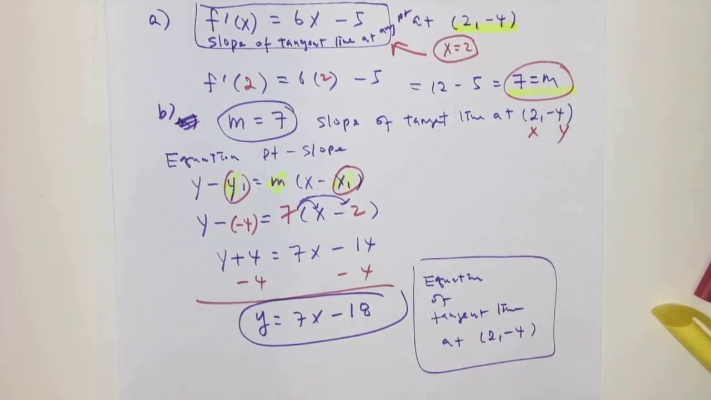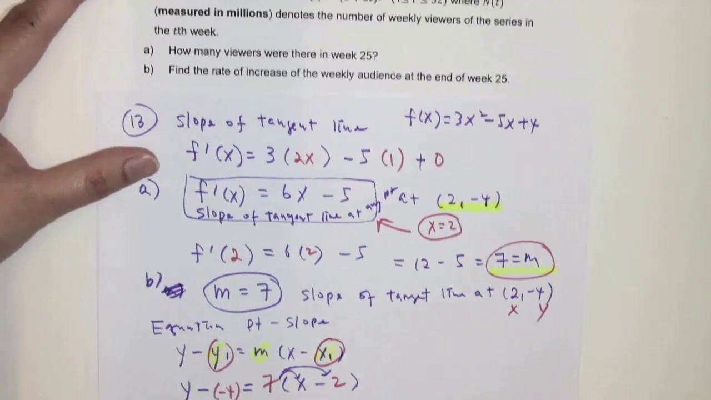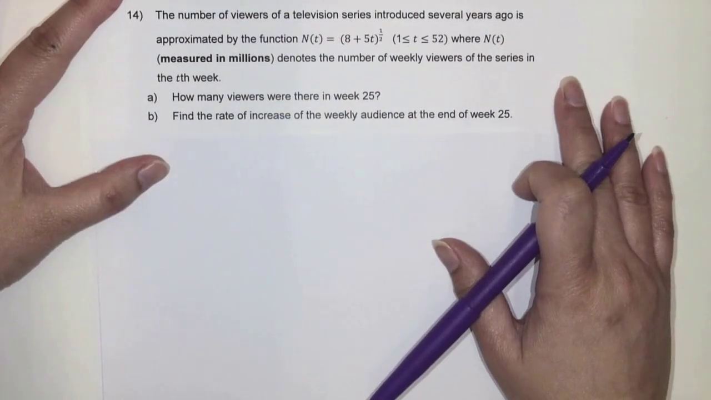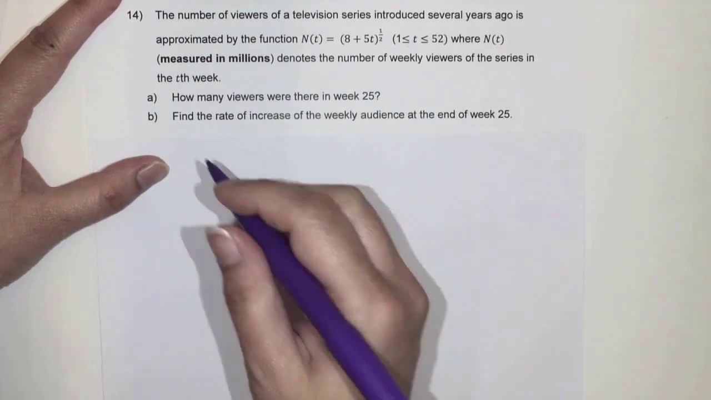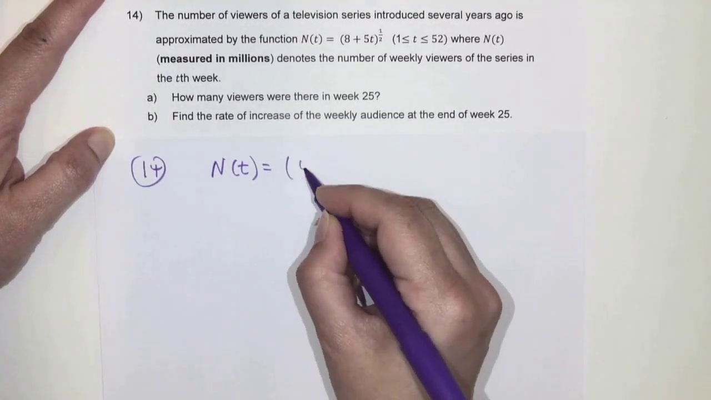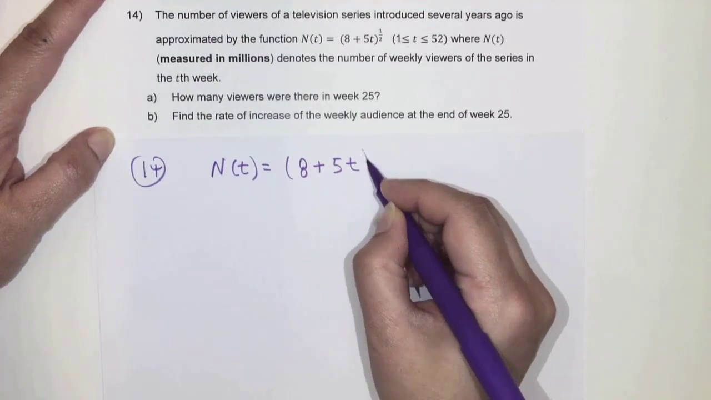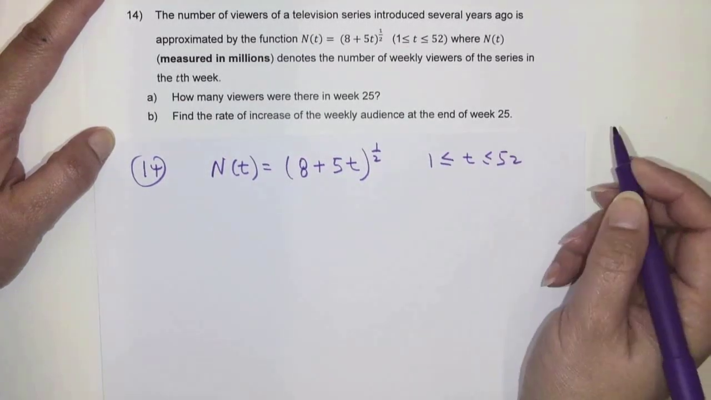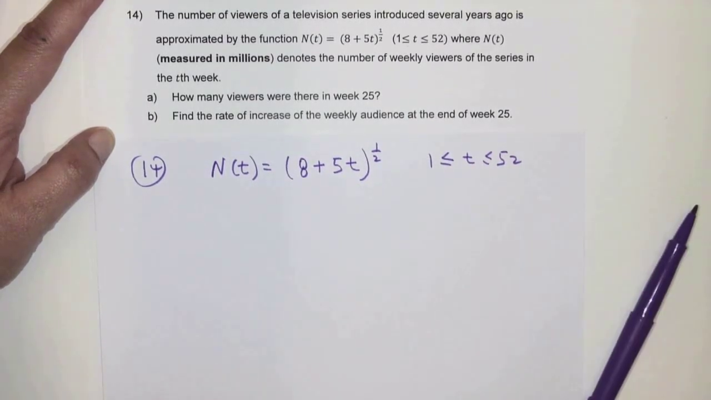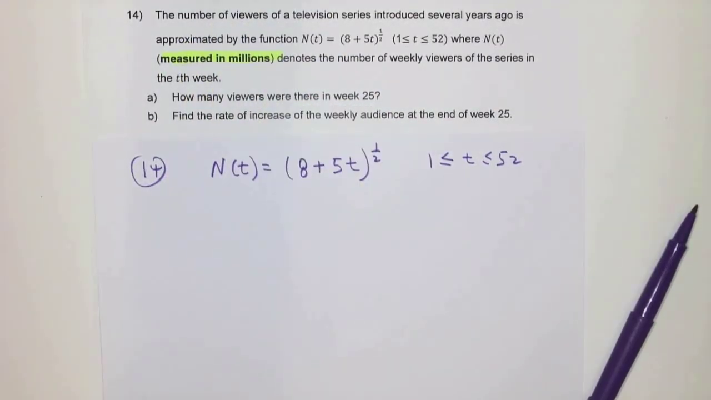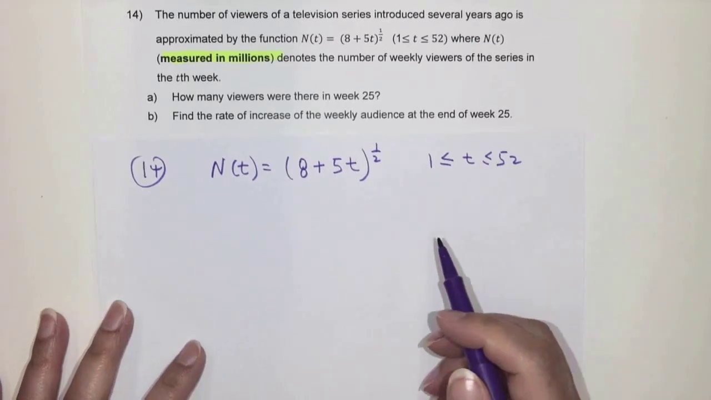Okay, 2 more questions. Okay, number 14 next. The number of viewers of a television series introduced several years ago is approximated by the function. So they have a function that is n of t equal to 8 plus 5t raised to the 1/2 power. This is between 1 and 52. So n of t is measured in millions, so keep that in mind when you do your answer. This is in millions. It's representing the number of weekly viewers of the series in the t week.